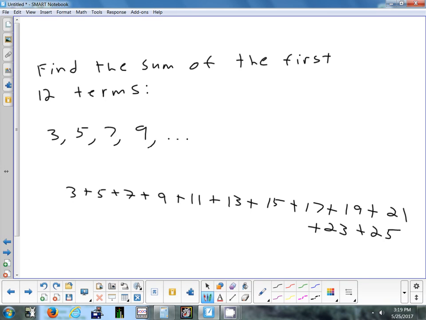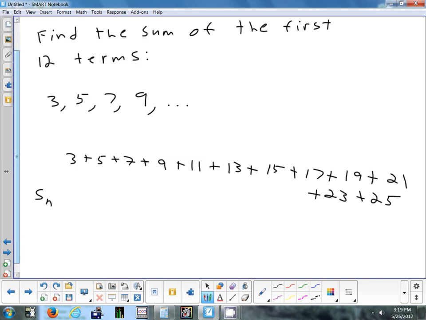If they asked you for the sum of the first 1,000 terms, then you'd probably want to try to look at a pattern. And the way you'd look at a pattern, if they ask you to do something a little bigger, is write down the partial sum sequence. What's the sum of the first n terms in that sequence?